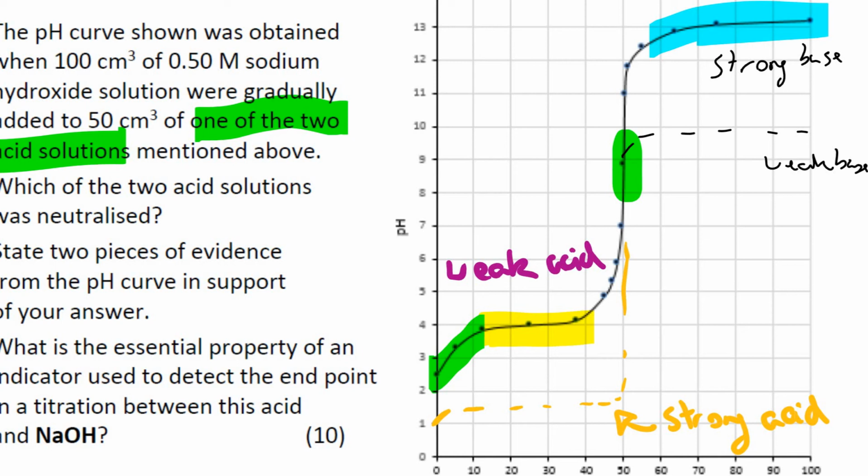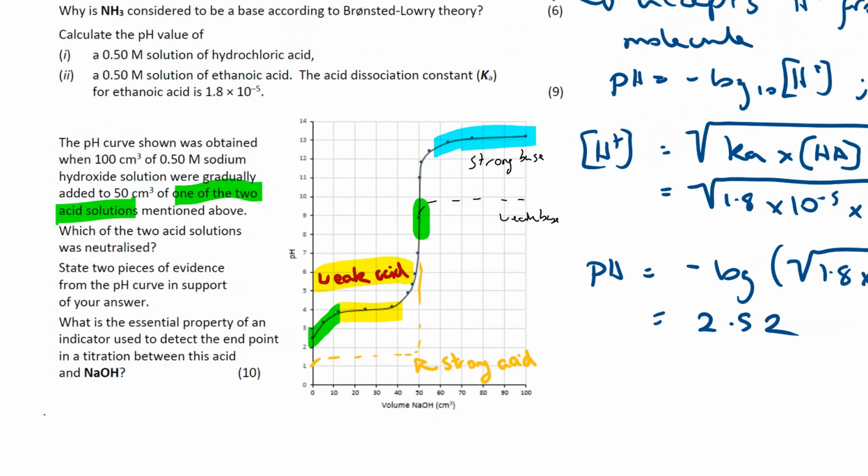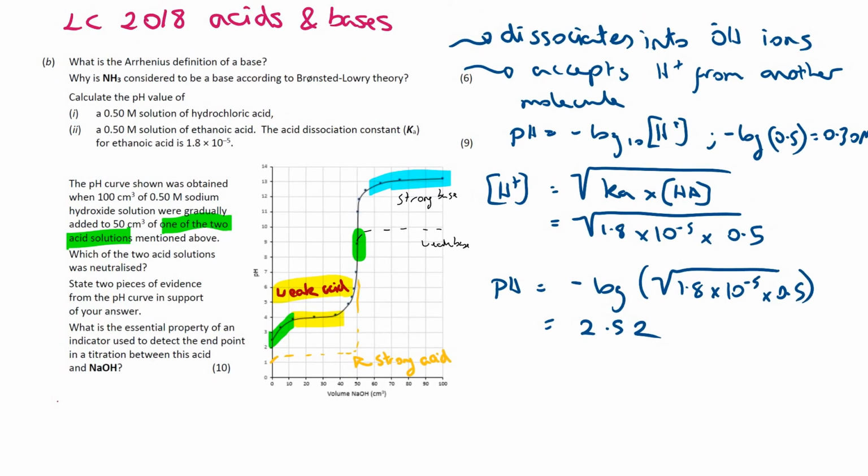So which of the 2 acid solutions was neutralized? Here we're going to be dealing with our weak acid. Alright, so the weak acid we used was ethanoic acid. So the ethanoic acid was neutralized.